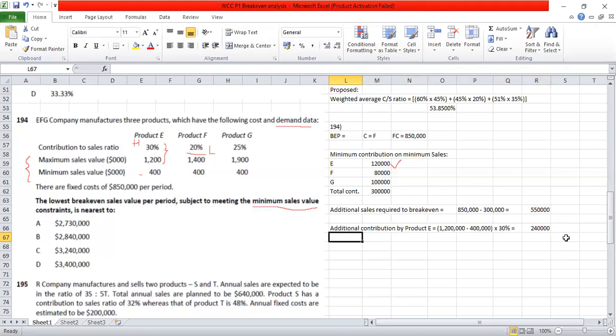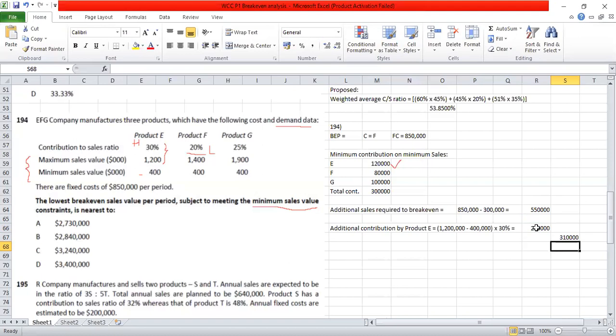Still how much more is needed? 550,000 minus 240,000 is 310. Now 310 will have to be earned from product G, because the next in the order, if we rank them, next in order is product G. These products are giving better contribution margin ratios. So consider the next one, next in the order, product G.